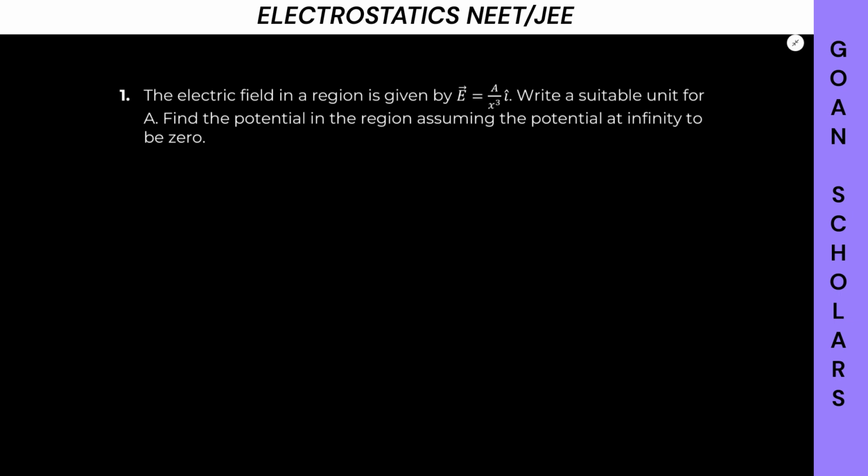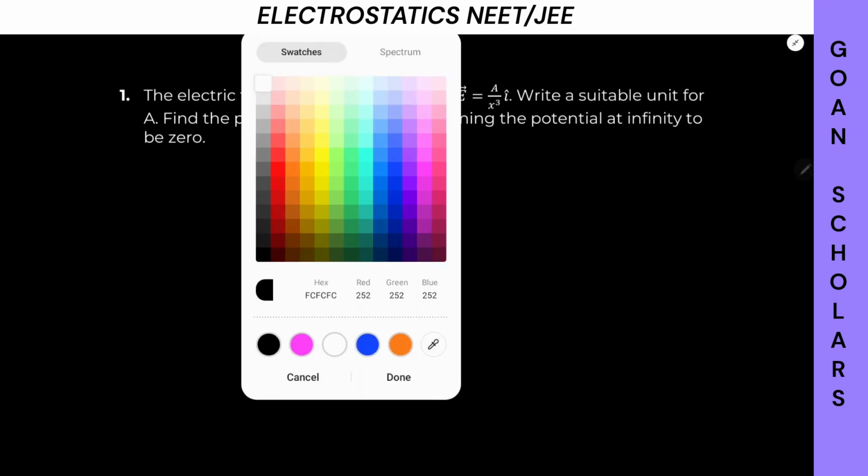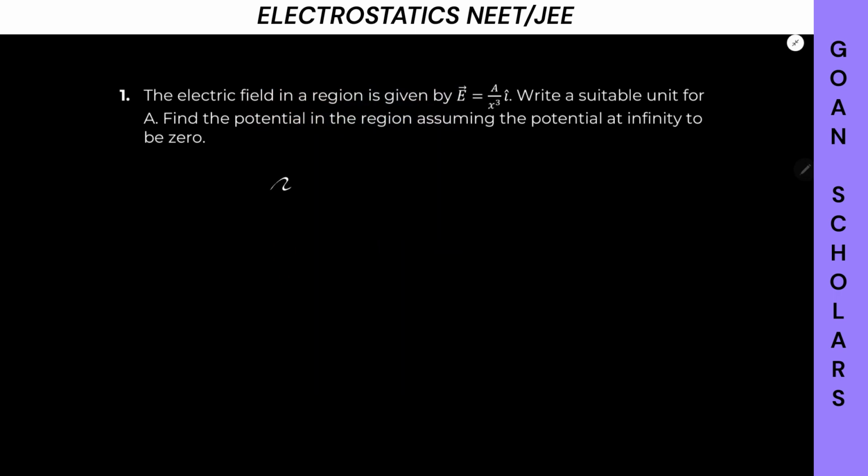Question says the electric field in a region is given by E equals A upon x cube. Write a suitable unit for A and find the potential in the region, assuming the potential at infinity to be 0. So first of all, we are given the electric field. Let's write electric field E is equal to A upon x cube, correct? And it's along the x-axis, right?